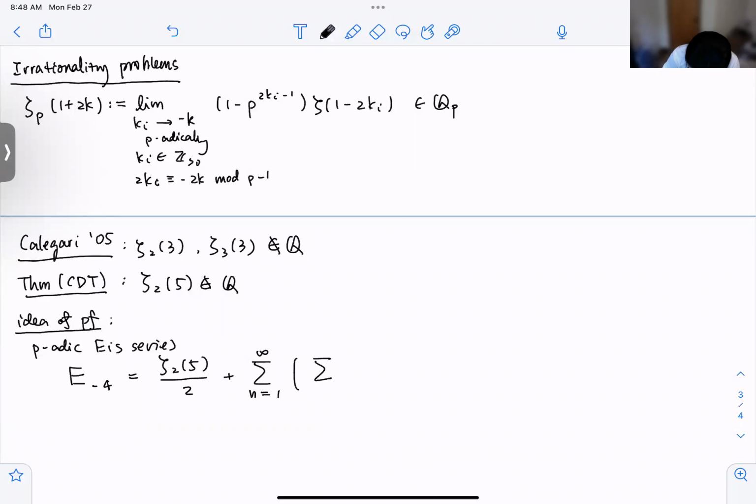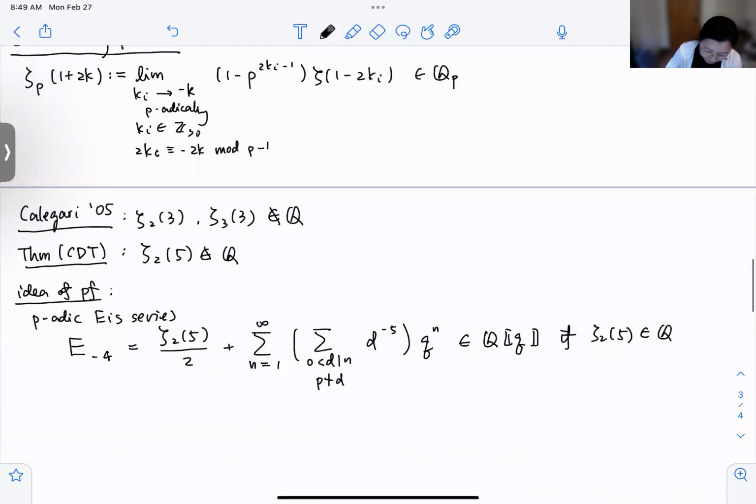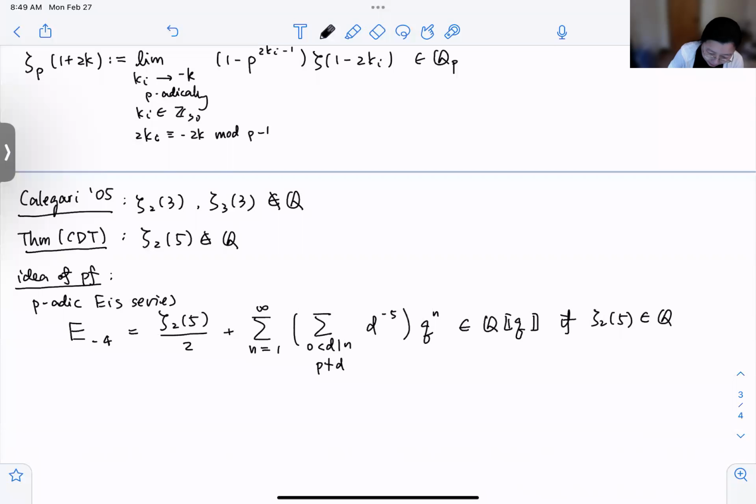So I would like to actually write out the Fourier expansion because I want to explain. So this is an element inside Q bracket Q, if zeta(5) is rational. So we prove by contradiction. And then, it's kind of similar to the previous business.